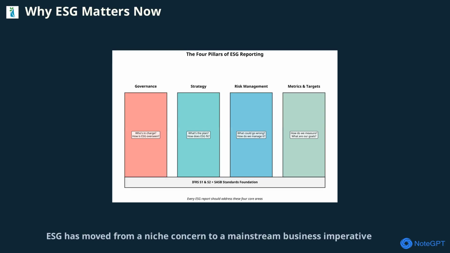ESG has moved from a niche concern to a mainstream business imperative. Several trends are driving this shift. Investors now integrate ESG factors into their decisions, with trillions of dollars managed using ESG criteria. Regulatory requirements are increasing, with governments mandating ESG disclosures. Stakeholder expectations are rising, especially among younger consumers and employees who prioritize sustainability and social impact. Research shows that strong ESG performance correlates with better financial results, lower risk, and greater resilience.